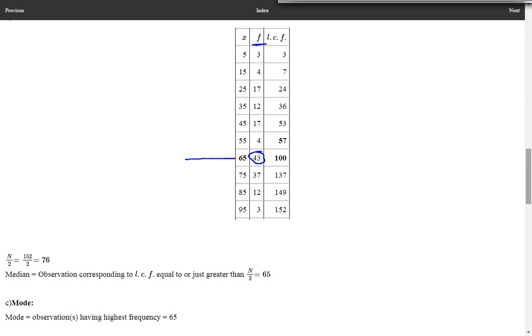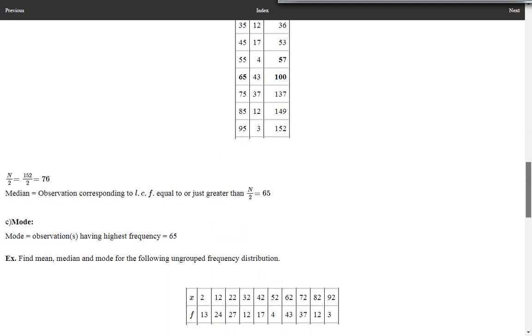Note that 43 is not the mode, but the observation corresponding to the highest frequency, that is, the observation repeated the highest number of times, is the mode, and the mode is equal to 65 in this case, because it has the highest frequency, which is 43. So in this way we can find mean, median and mode of an ungrouped frequency distribution.